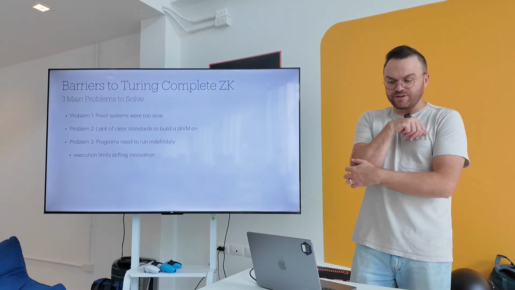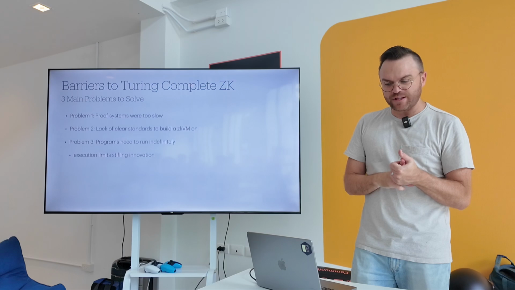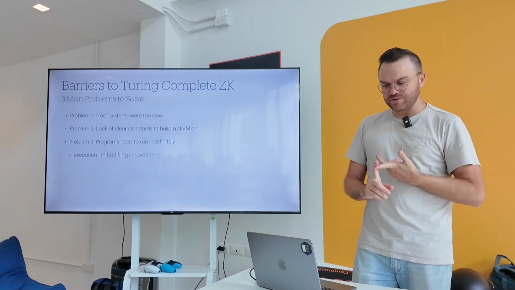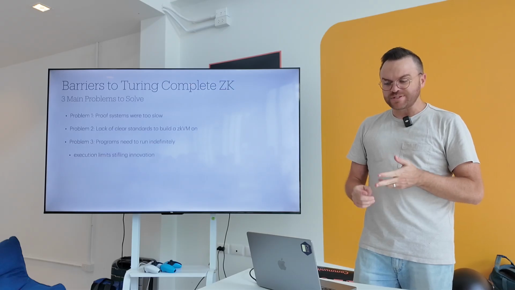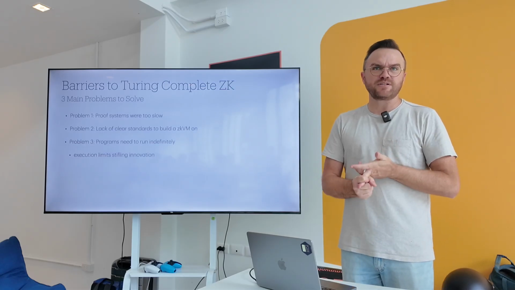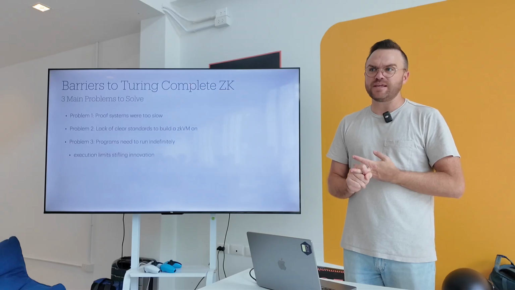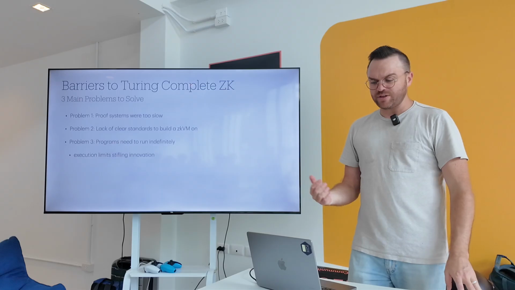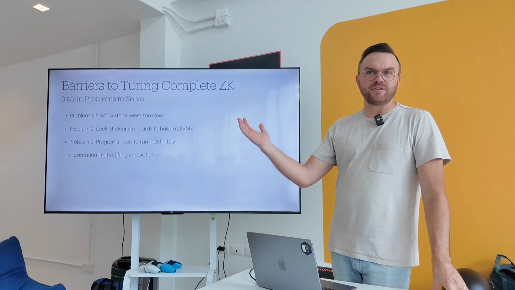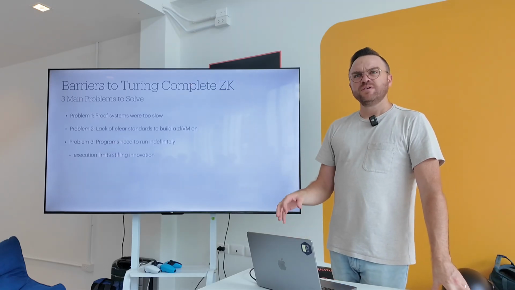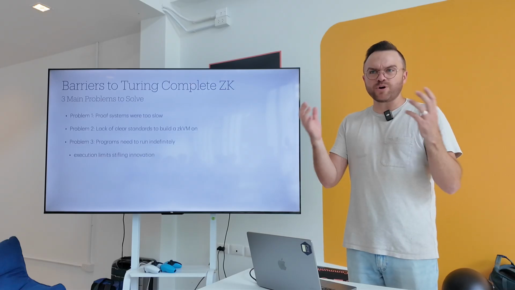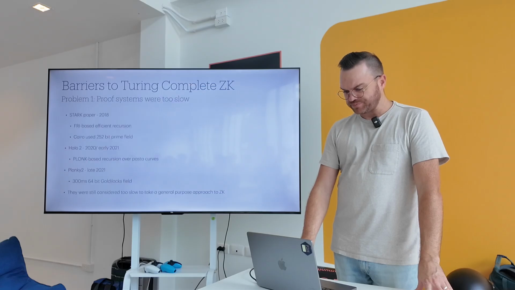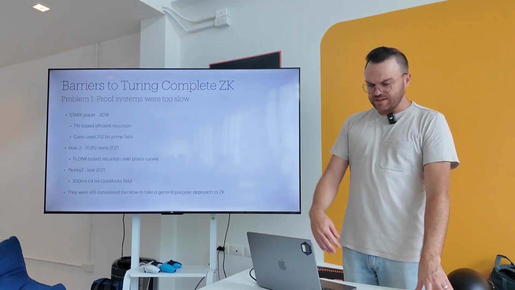In order to achieve Turing Complete ZK, though, I think there are 3 primary challenges, and we're going to get into each of these 3 challenges. Number one, proof systems were too slow at the time. I've kind of mentioned that. Number two, there was not a very clear standard to build a general purpose zkVM on. We'll talk about that. And then number three, you needed to figure out a way for programs to run indefinitely, which is antithetical to, or does not work within, a fixed circuit, if you will. Not obviously, anyways.